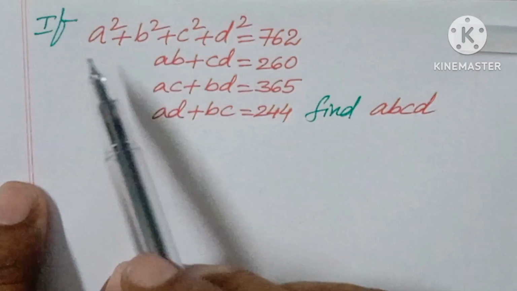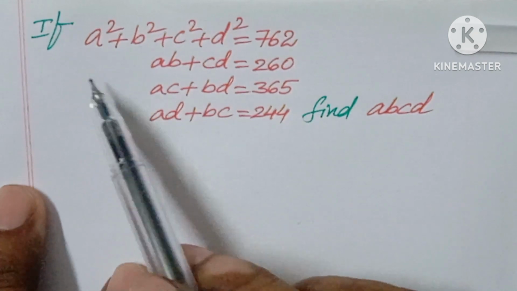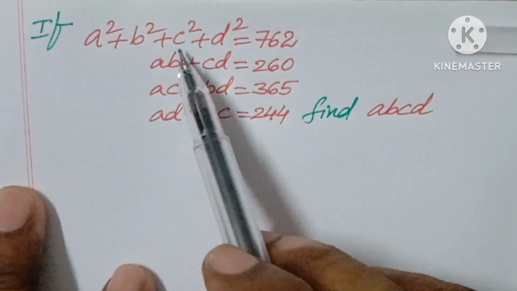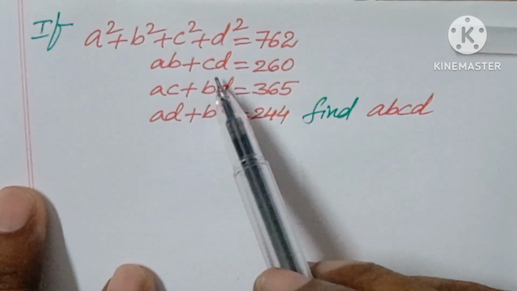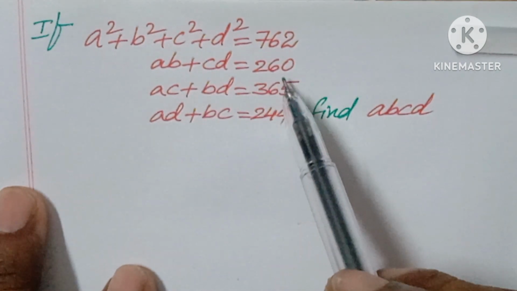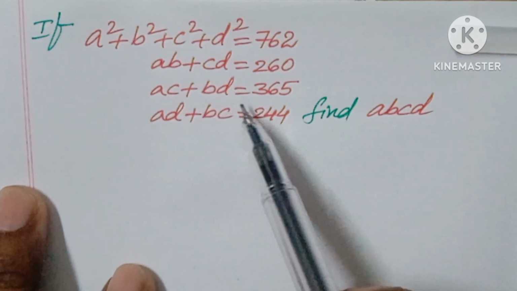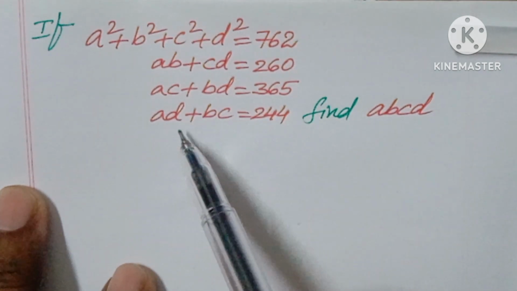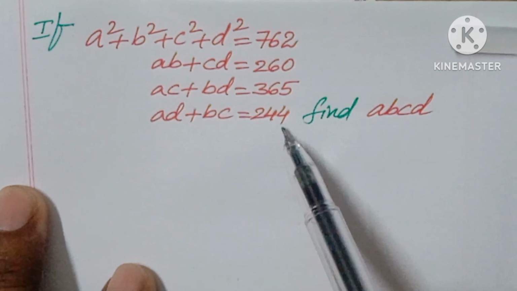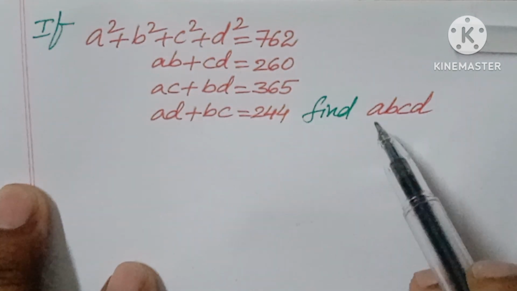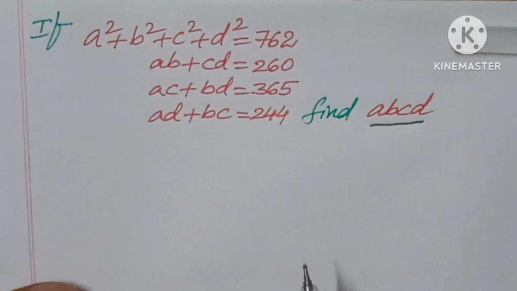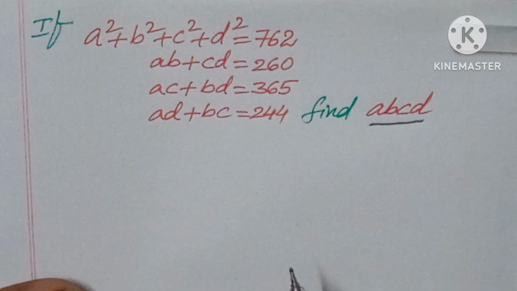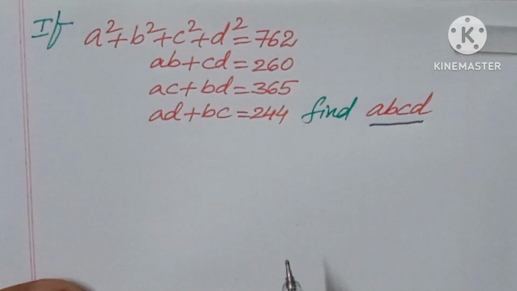Today we are looking at one Olympiad problem. Given the question: if a square plus b square plus c square plus d square is equal to 762, ab plus cd is equal to 260, ac plus bd is equal to 365, and ad plus bc is equal to 244, then you have to find the value of abcd, the product of abcd. As you are going to solve this problem, pause the video for 10 seconds and try it.